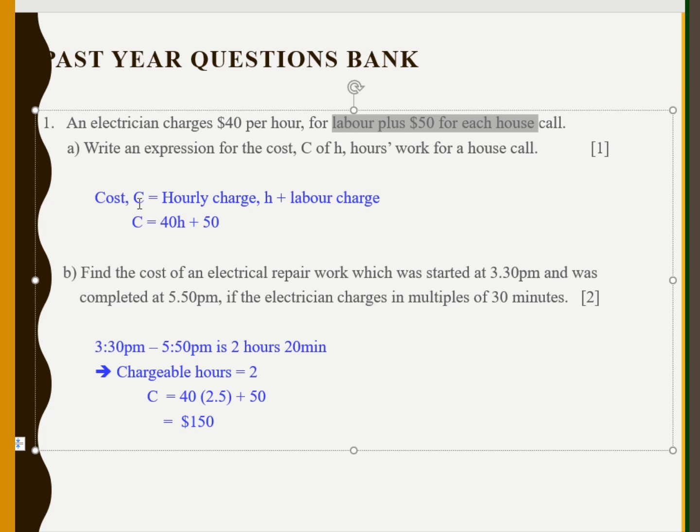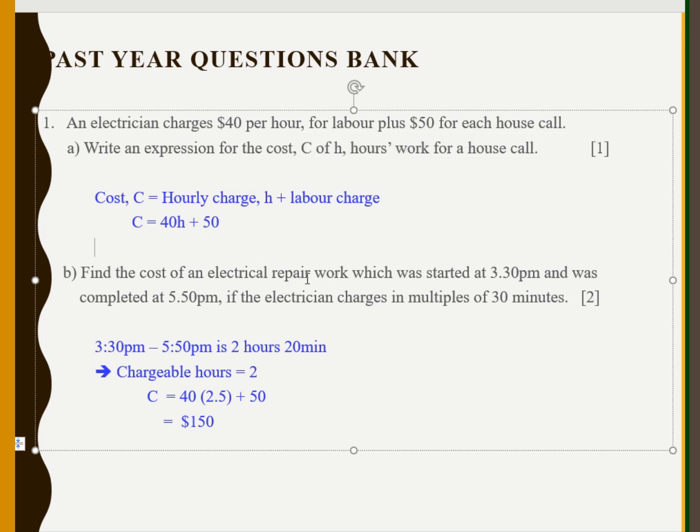So what are they saying now? C is equal to 40 for each hour plus 50. So whether the person comes for 0 hours or 10 minutes or whatever, you still have to pay 50. 50 is the standard charge. All right, so C equals to 40 for each hour. They already told you here. And they asked you to use C and H, so you have to use C and H. Plus 50 for each house call.